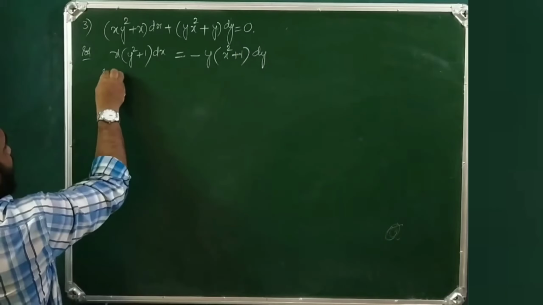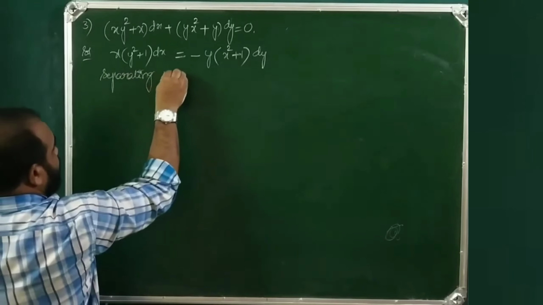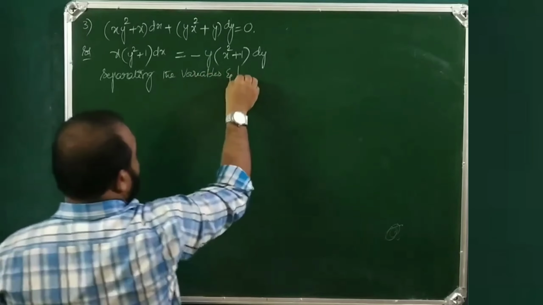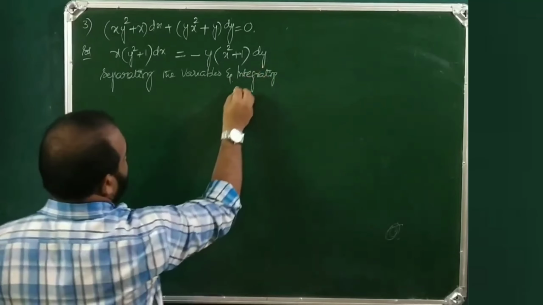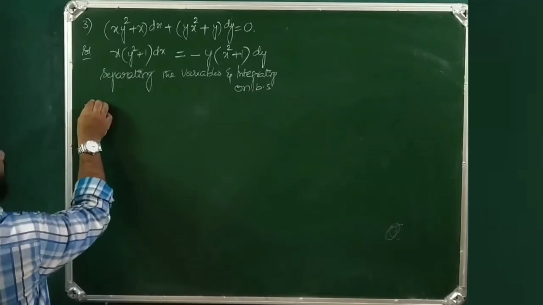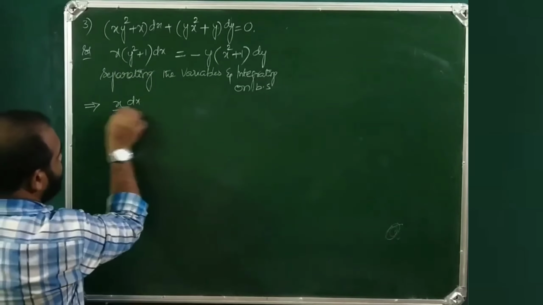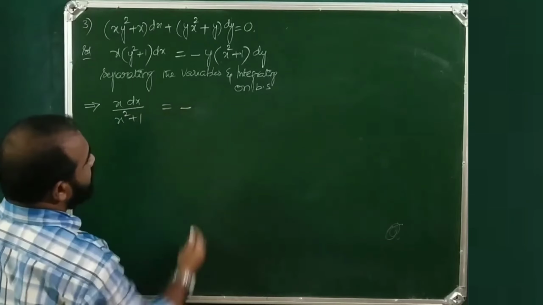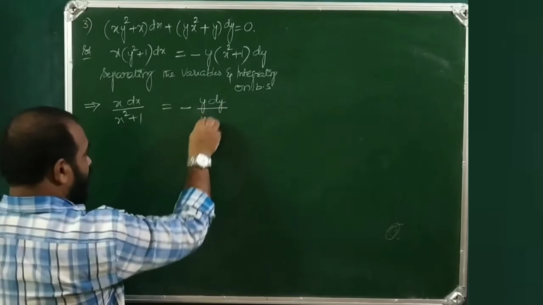Now, separating the variables and integrating on both sides, we get x dx by x² + 1 is equal to minus y dy by y² + 1.